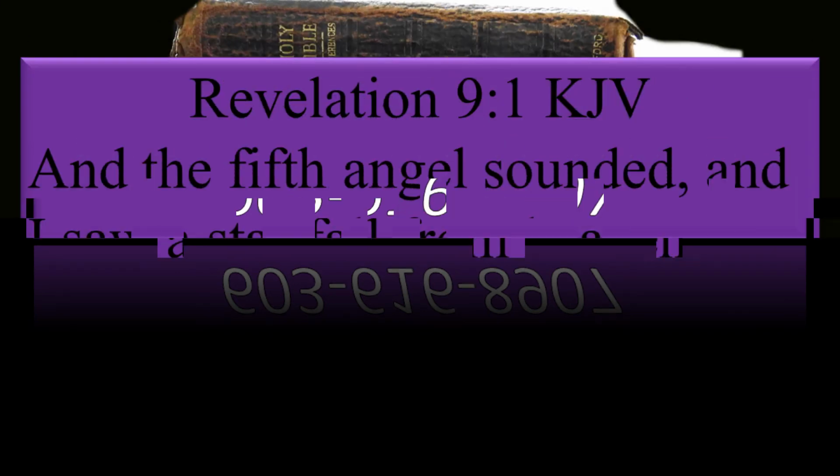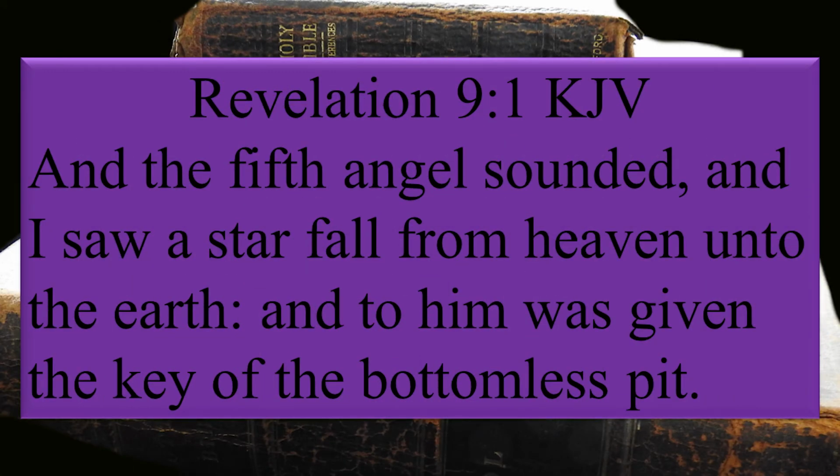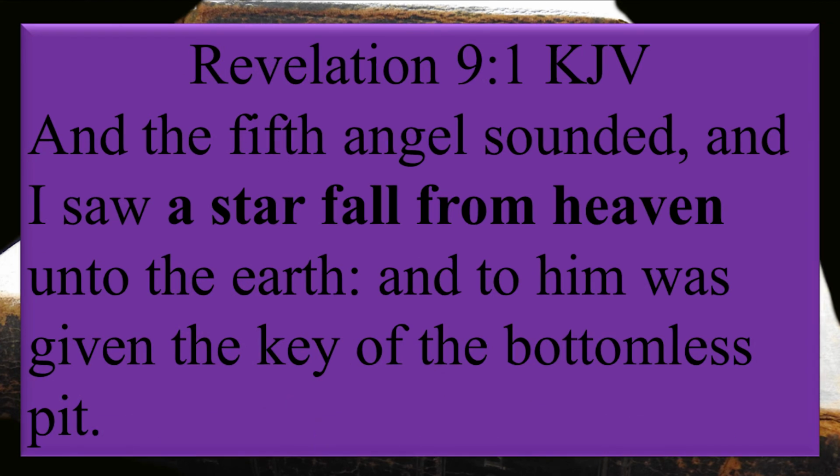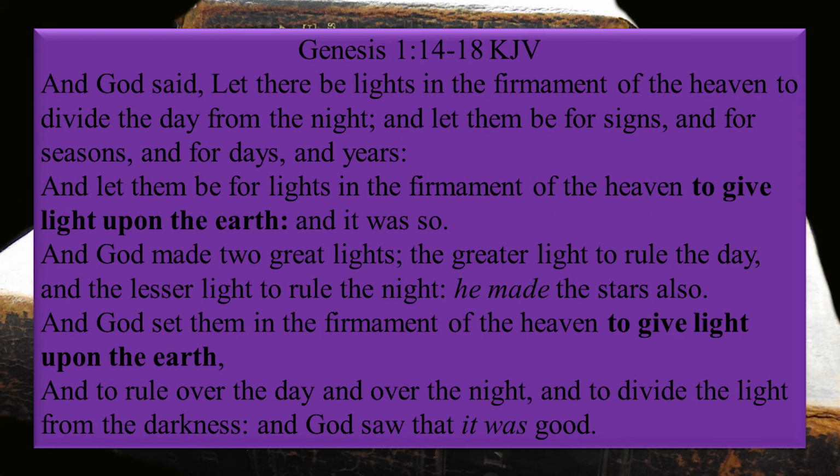And then again in Revelation 9:1 we read, "And the fifth angel sounded, and I saw a star fall from heaven unto the earth, and to him was given the key of the bottomless pit." Notice what it says. I saw a star from heaven fall where? Unto the earth. Unto the earth. And that's where God said the lights are upon the earth, stars, to give light upon the earth is what it says.